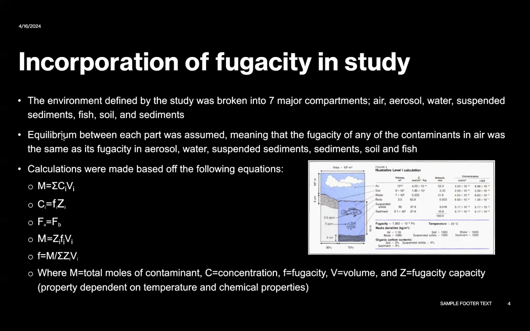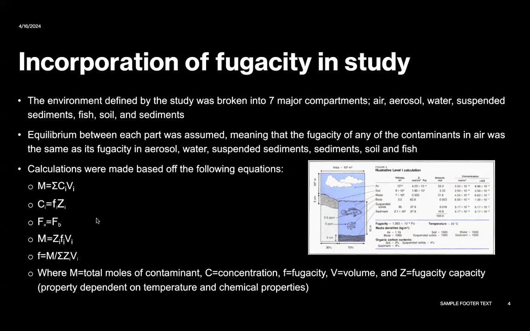But the equilibrium that was assumed between each phase meant that the fugacity is constant across each phase, right? So the fugacity of flopyram in air is the same as it is in water, is the same as it is in soil and suspended solids, sediment. The image on the right is not based off this research study, but it is an example of how a level one fugacity calculation can be made. There you see the different phases, air, soil, water, etc. And then a uniform fugacity value, which is calculated because it's the same across each phase, right?